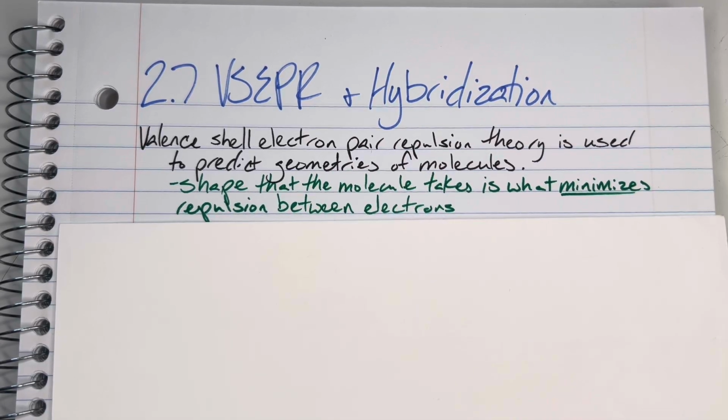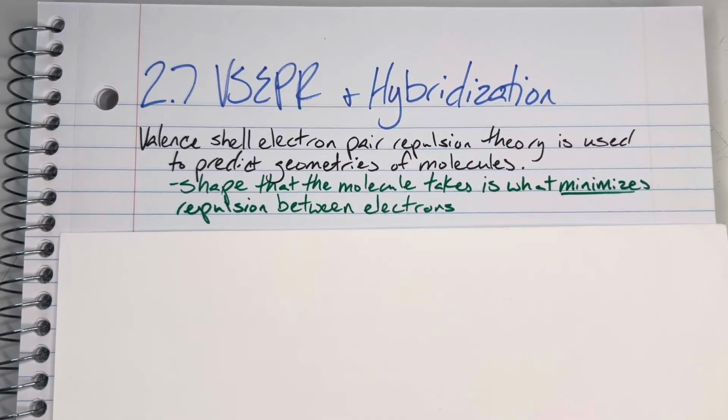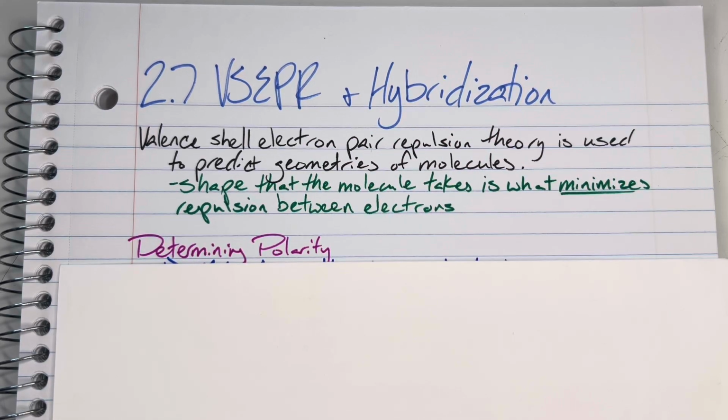And the shape that the molecules take is whatever minimizes the repulsion between the electrons. So you can get that directly from what VSEPR is titled, valence shell electron pair repulsion. Okay, so we are trying to minimize the repulsion between those electrons.